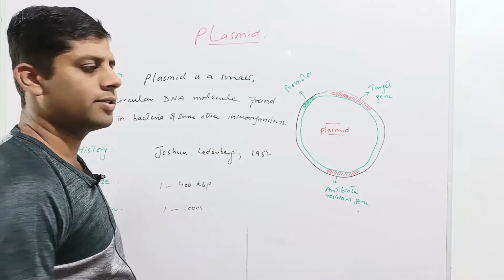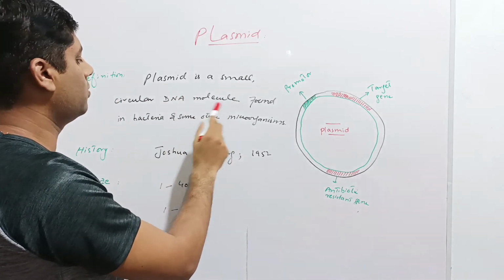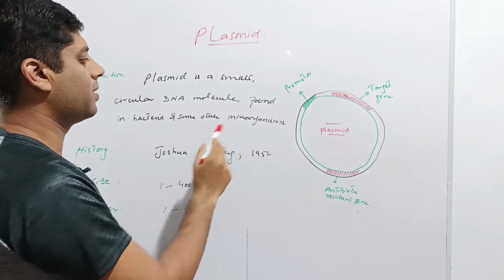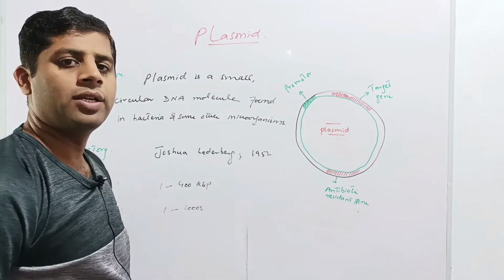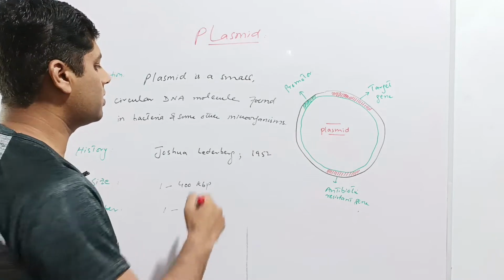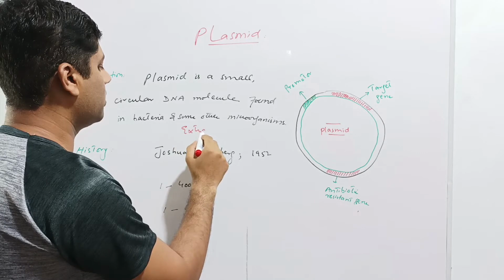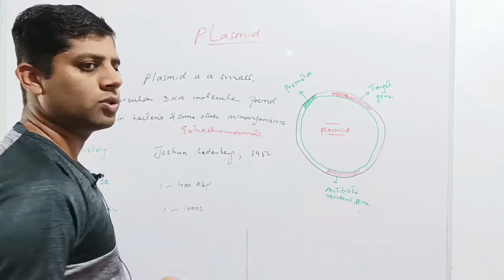Plasmid may be defined as a small circular DNA molecule found in bacteria and some other microorganisms. Plasmids are basically small and circular type of DNA. These are physically separate from the chromosomal DNA of the bacteria. So therefore plasmid is also called extrachromosomal DNA because these are present outside the chromosome of the bacteria.